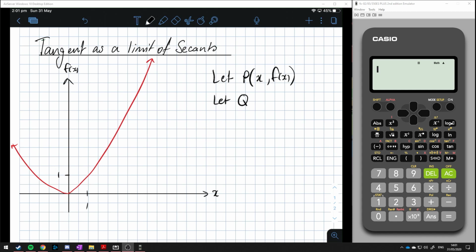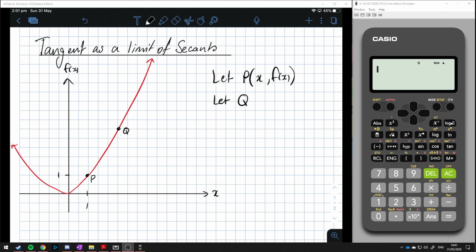Actually, you know what I'll do? I'll put P down here, and I'll put Q up here. So we typically like Q on the right of P. Now this works either way though, but it's easier to work with Q when it's on the right. Now, it's going to have x coordinate x plus h, okay?